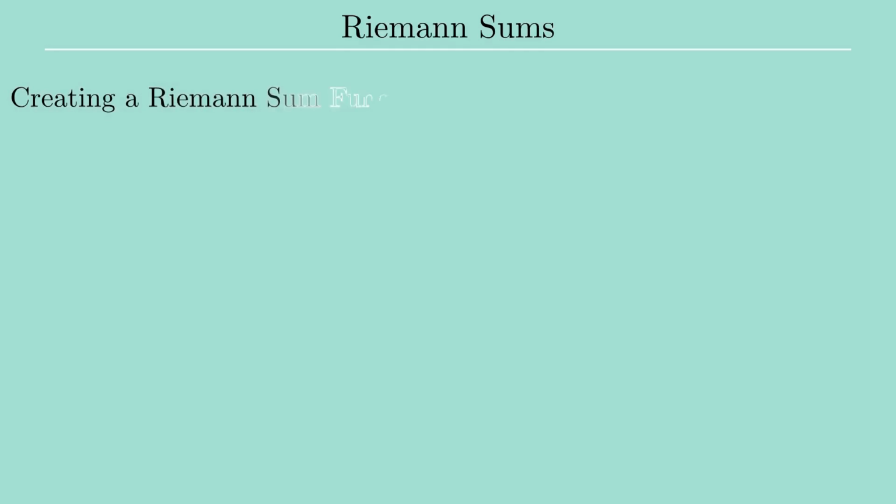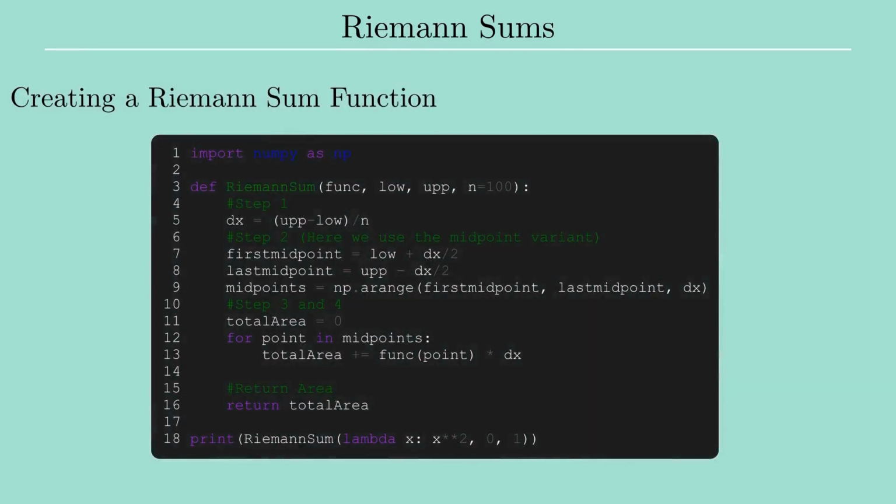Here is an example of a function to calculate a Riemann sum. We will use the midpoint variant in this example. On line 1, we import numpy under the alias np. This lets us use the functions in the numpy library by referring to it as np.